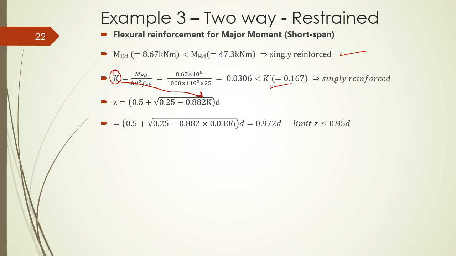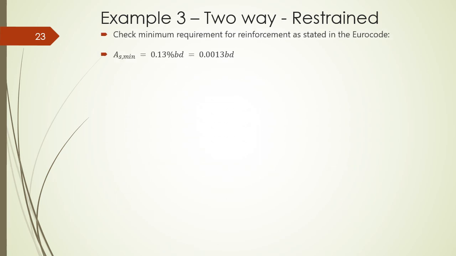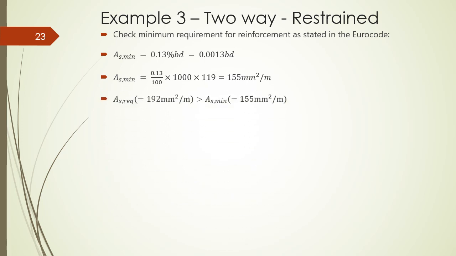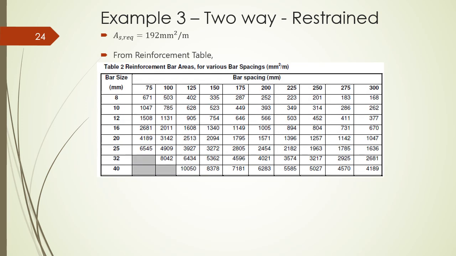So Z in our case would end up being 0.972d, so we have to limit Z to 0.95d when we are computing the area of steel, and that will lead us to get As as 192 millimeters squared per meter. We'll then compare this with the minimum area of steel as stated in the Eurocode, and we'll find that 192 is greater than 155, so we provide for 192, and to provide we'll need our table 2.